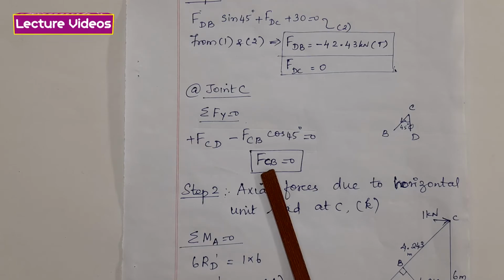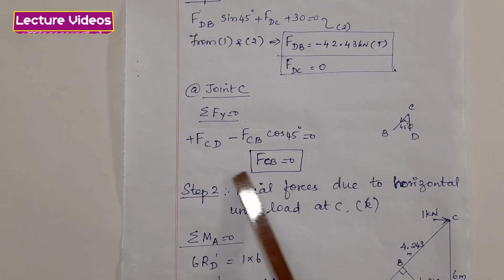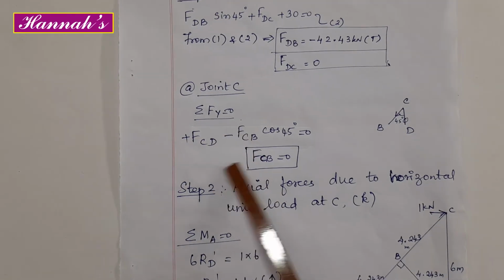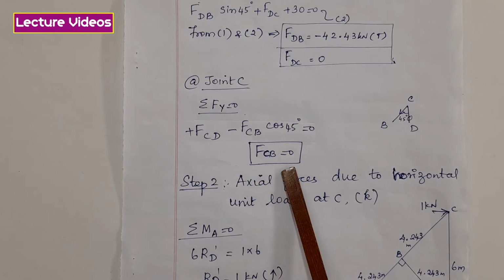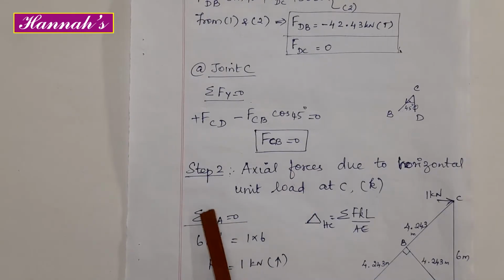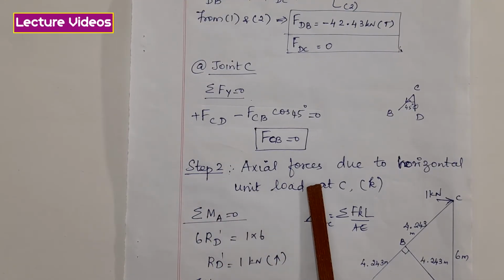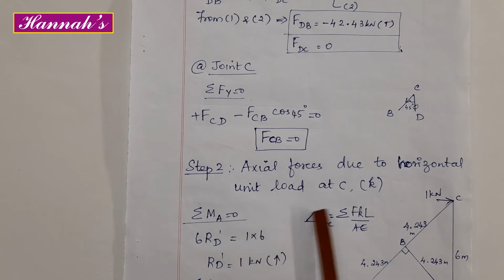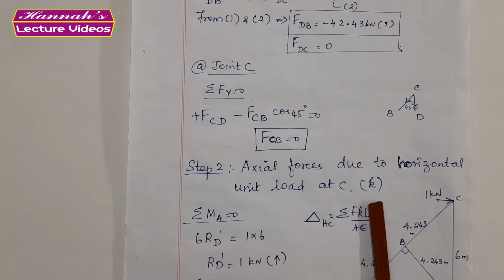Then we have one more member at joint C. I make use of any one equilibrium equation to find the unknown FCB. This will be the end of step 1. Next step, axial forces due to horizontal unit load at C have to be determined, that is denoted by K.